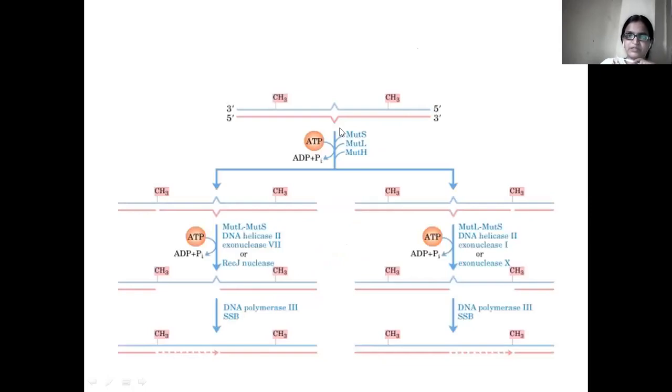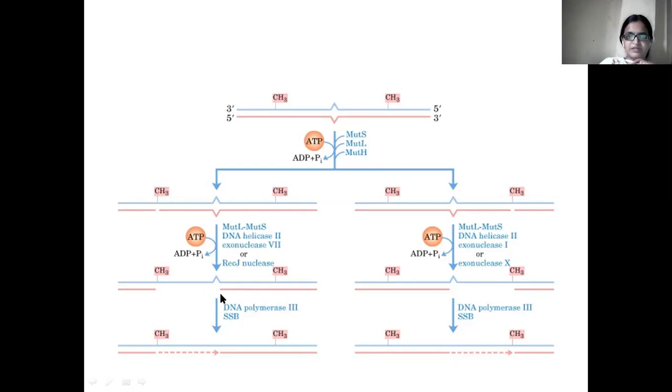Here also you can see the same thing. This is the methylation group. This is where the problem is, and these are the proteins involved, and the ATP is utilized. After this MutH will create a nick here, and DNA helicase will unwind, and exonuclease VII will remove the bases from left side to right side.